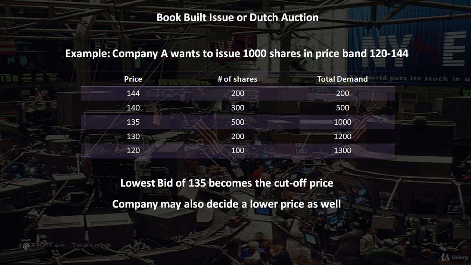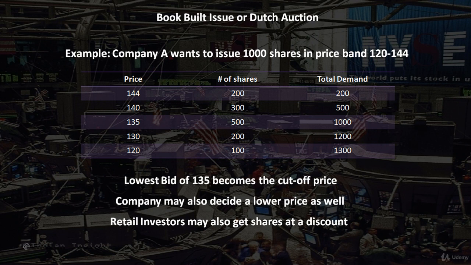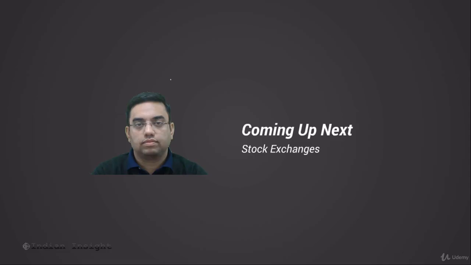Sometimes companies also have a clause for retail investors to be allotted shares at a discounted price. With this, we have covered how pricing works in the primary market and the secondary market. In the next video, we are going to understand stock exchanges.